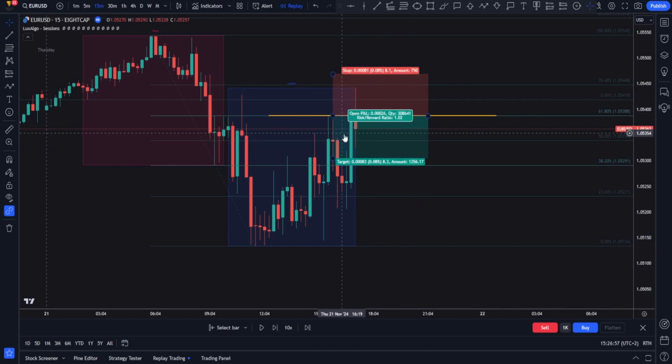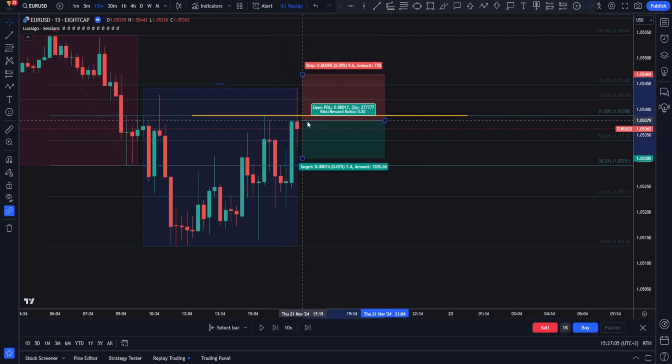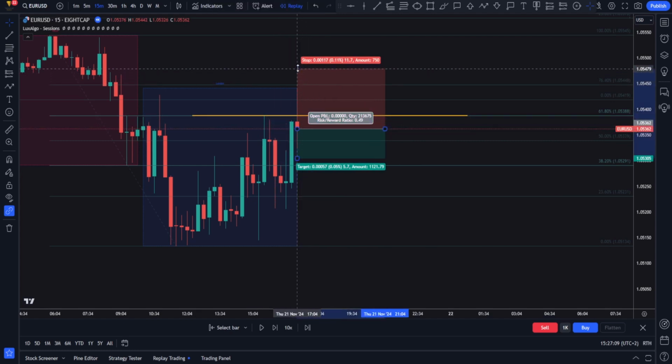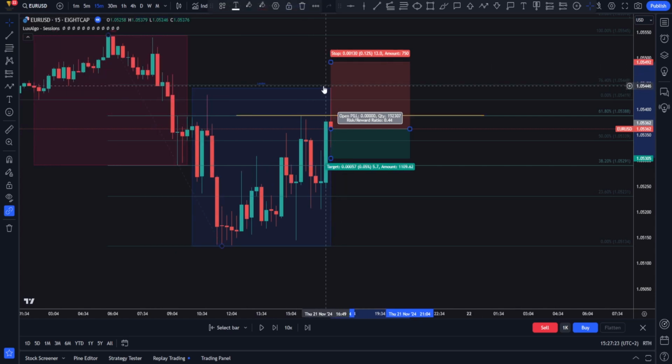Now, this rejection is what I like to see. All right, so we've got a nice rejection candle off of that 61.8 level, which means we're going to place our entry right here. Okay, our stop loss can go slightly above that rejection, so just a few pips above there. I'm also looking at those wicks right here, and that's why I've placed my stop loss just a few pips above there. So let's say a stop loss of about 13 pips looks totally fine.